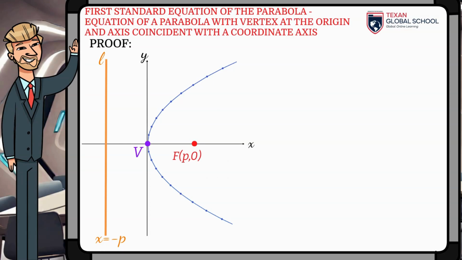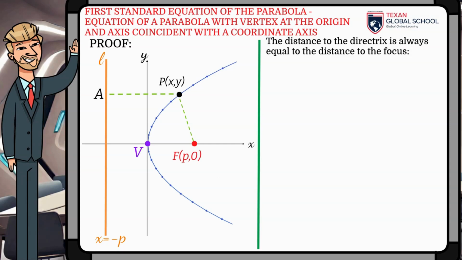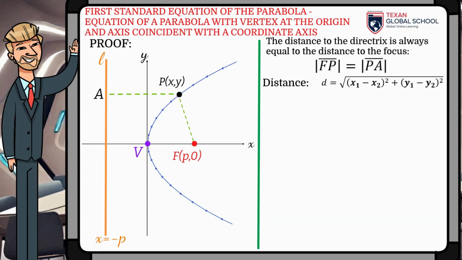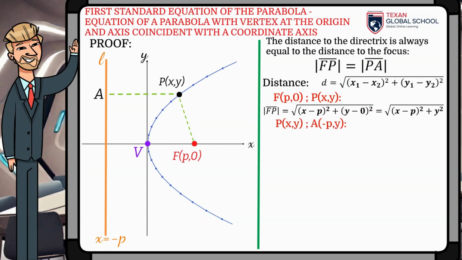Defining P, with coordinates x, y, as any point on the parabola, draw the segment P, A, perpendicular to L. By definition of a parabola, by taking any point, the distance to the directrix is always equal to the distance to the focus. Algebraically this is, FP equals PA. If we obtain the distances of the line segments, for the segment F, P, substitute the points, obtaining the square root of x minus p, squared plus y squared. For the segment P, A, by substituting the points, results a distance of x plus p.